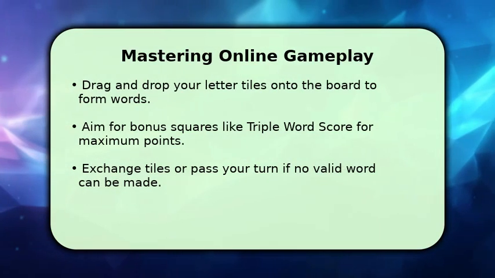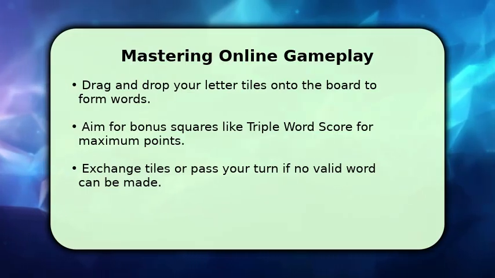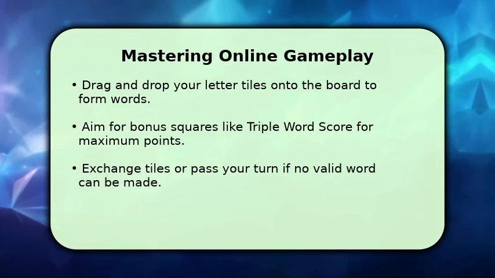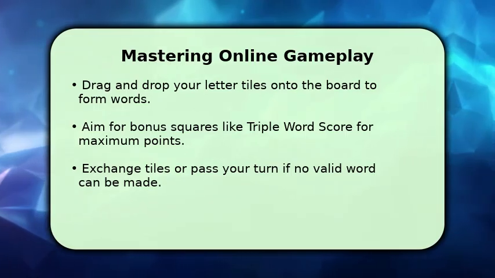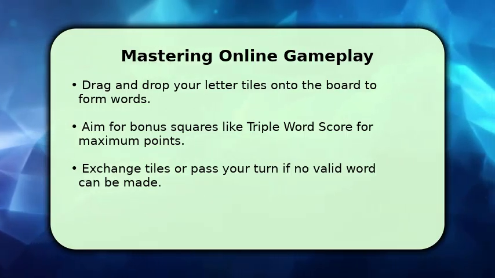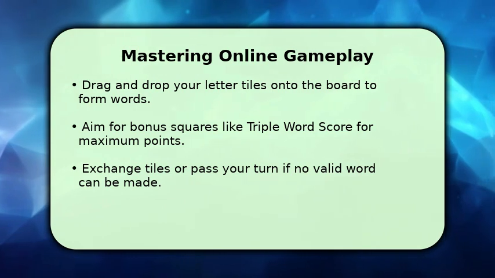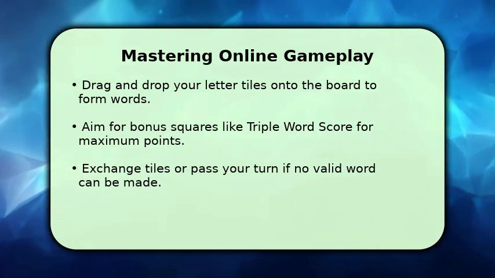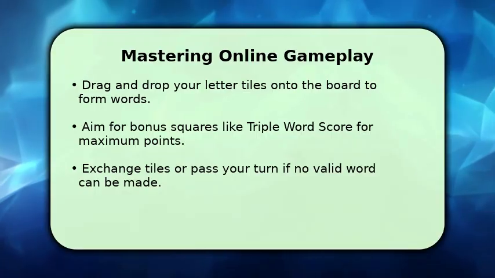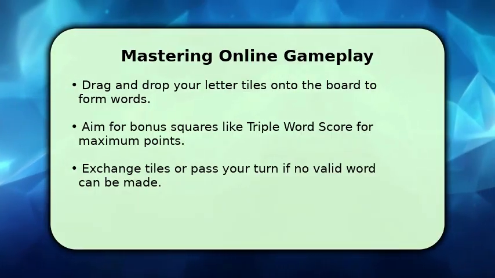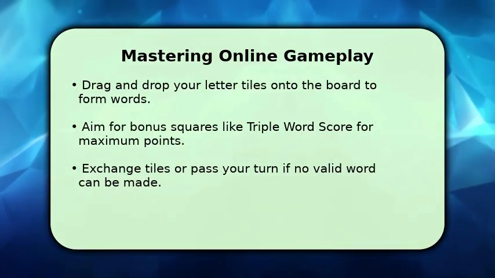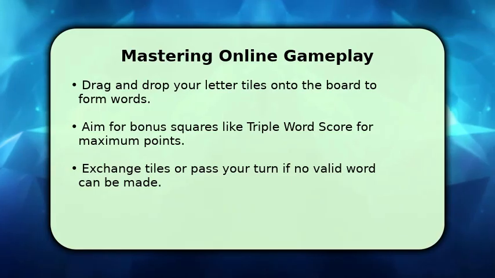Gameplay involves dragging your chosen letter tiles from your rack onto the board to form a valid word. Remember to utilize bonus squares, such as double letter score or triple word score, to significantly increase your points. If you cannot form a word, you have the option to exchange some or all of your tiles, or simply pass your turn. Each game typically lasts between 10 and 20 minutes.